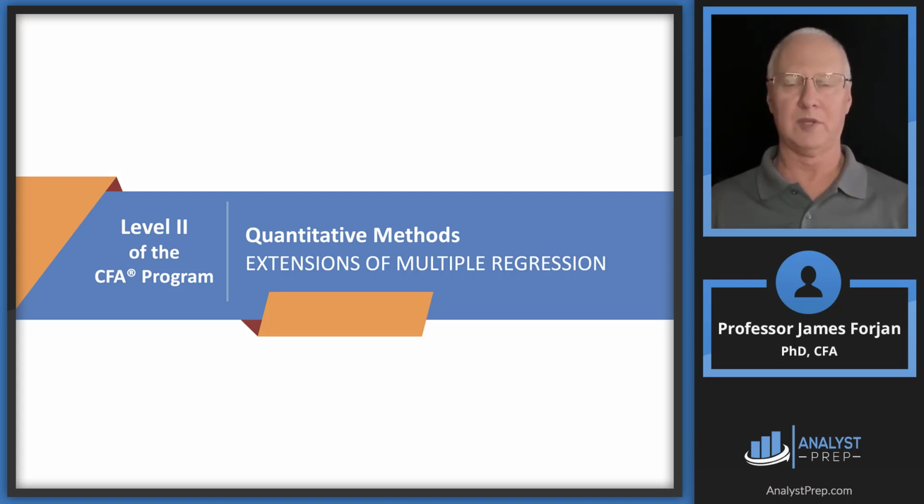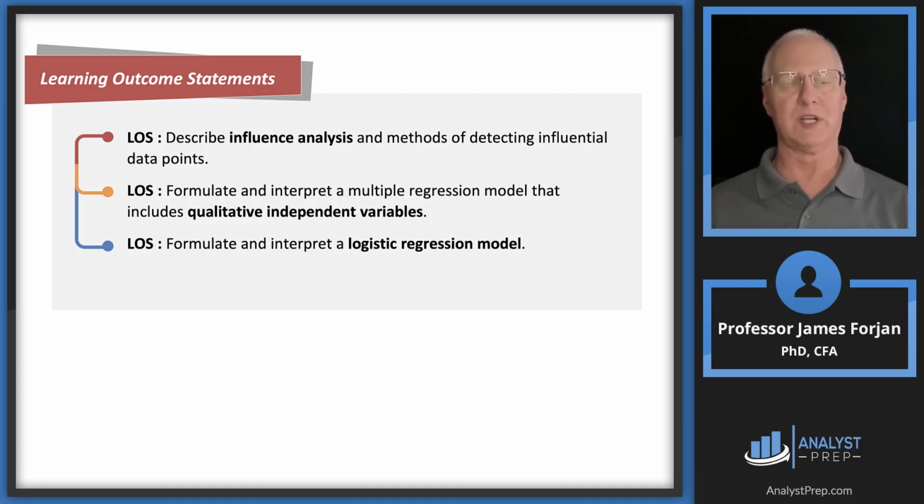The first one is a simple analysis of the data. The second one, we're going to add a non-quantitative independent variable or variables to our regression equation. We're going to call those dummy variables. And then our third extension, we're going to add a binary dependent variable on the left-hand side of the equal sign. And we're going to call that a logit or logistic model. So look at the LOSs here and you'll see what I'm saying.